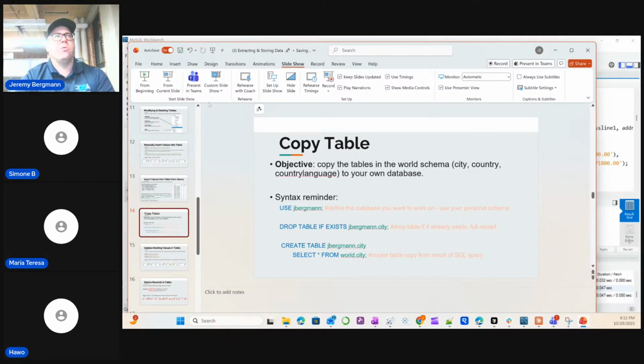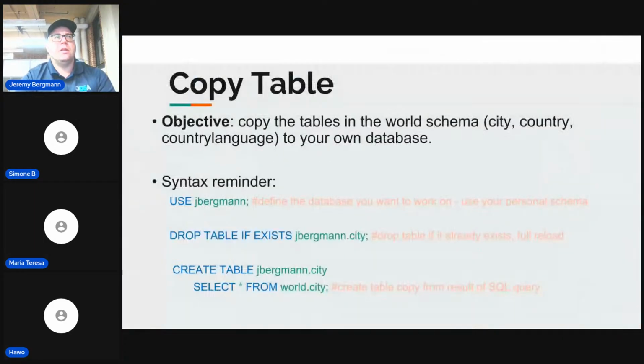So in this example, you don't even need to define the table. So what this process would look like is you could use your database. So make that the active database and drop any table if it exists, jbergman.city. So drop any table in the schema that would already have the city name. And you don't even have to create and define the table. You can just say create table jbergman.city by selecting star from world.city.